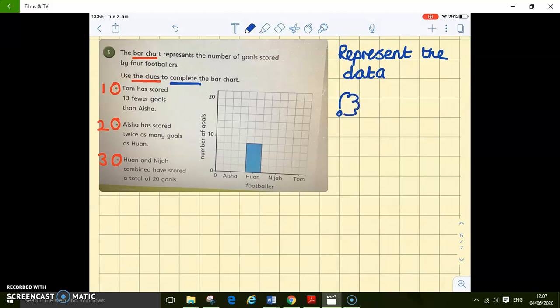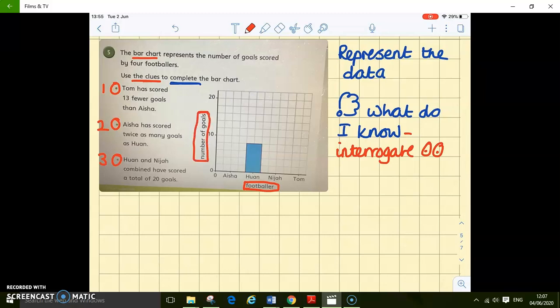I can see the names of the 4 footballers. I've got Aisha, Huan, Niger and Tom. I can see the number of goals on that vertical axis. I've got to think about that scale though. What do I know? So interrogate that bar chart. Have a good look at it first. I know my footballers' names. I know the number of goals. But I'm going to have to think really carefully about this scale at the side.